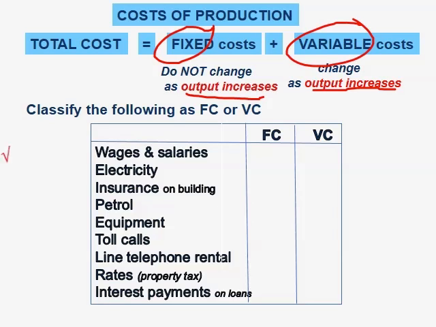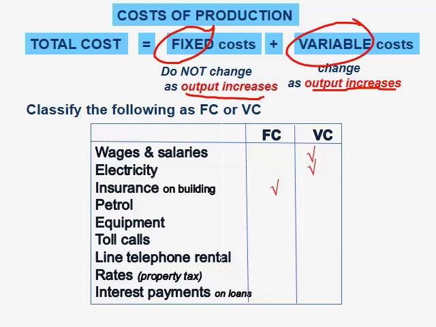So wages and salaries are a variable cost. Electricity is the same. More students means more electricity is going to be used, so variable cost. In contrast, insurance on the building is independent of how many students are in the building. If all the students are on a holiday or they're not here, what that means still for ACG is they have to pay that insurance on the building. It's independent of how many students actually are in the building.